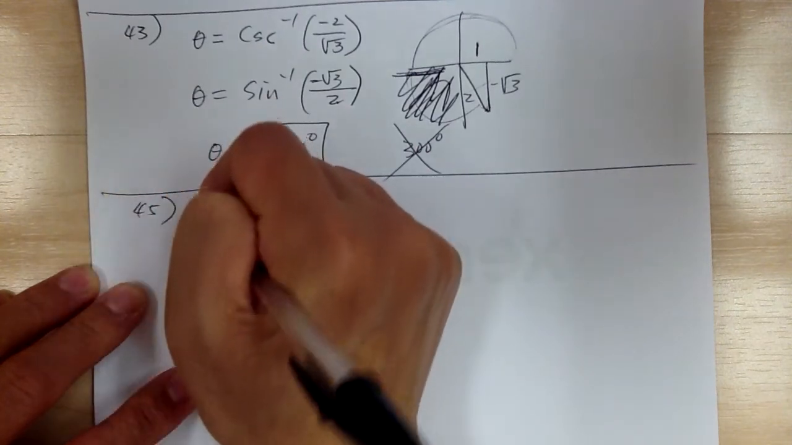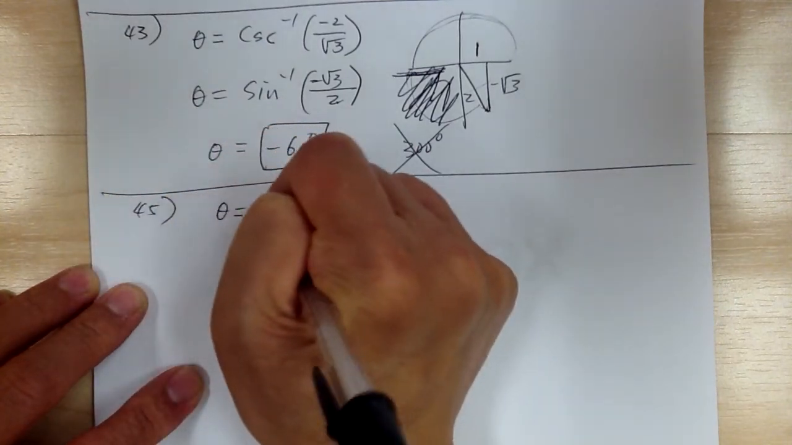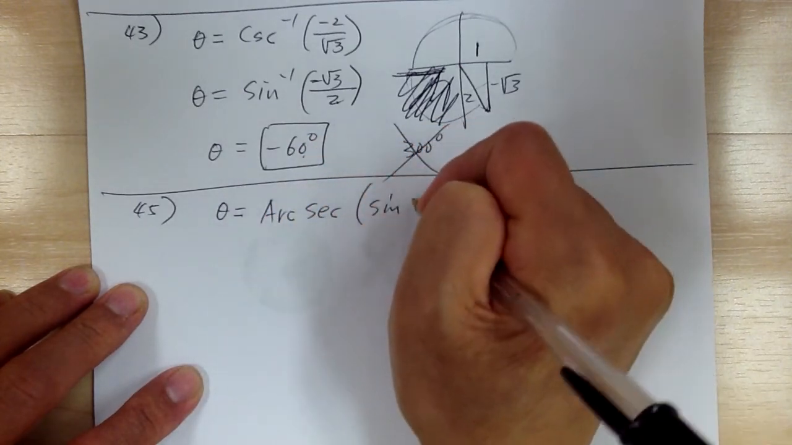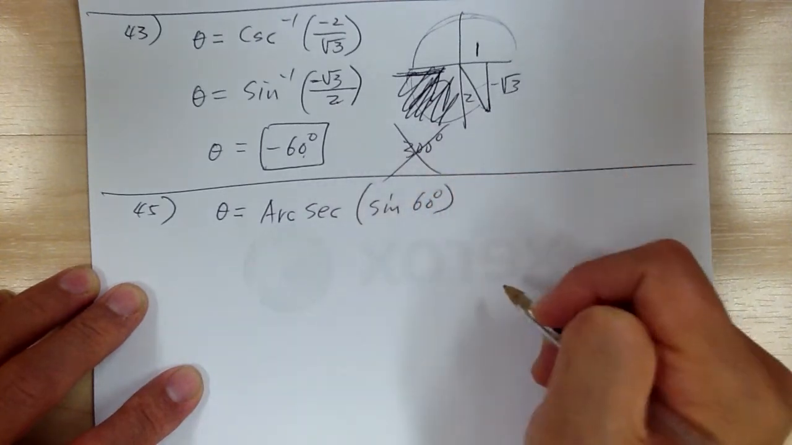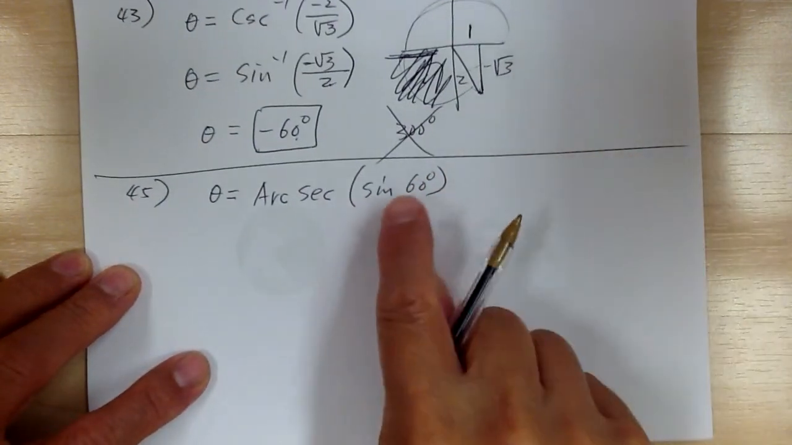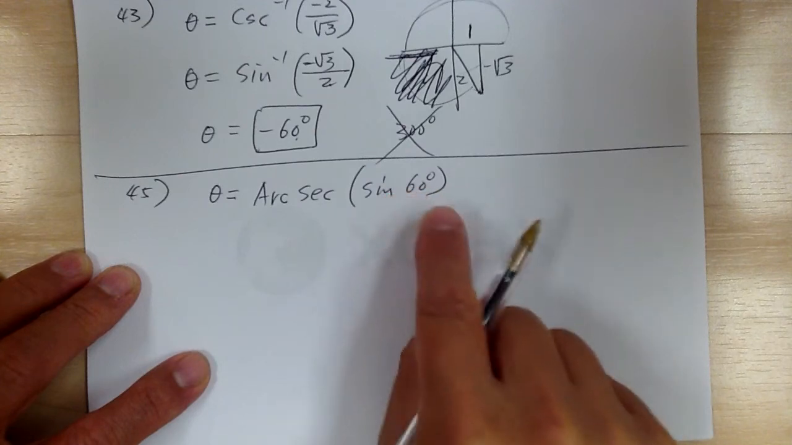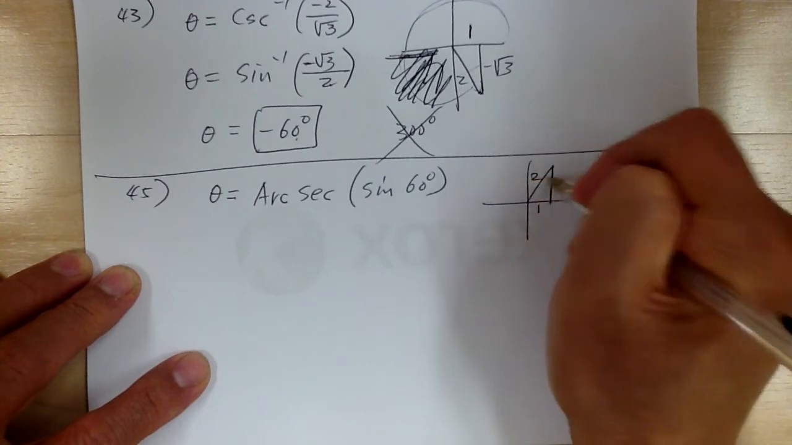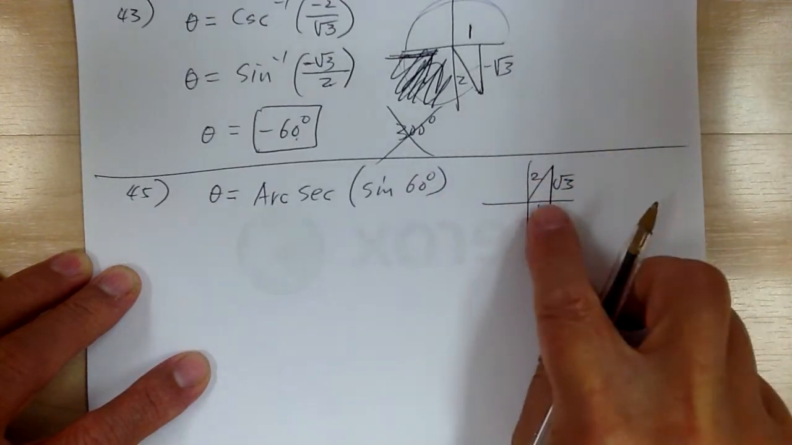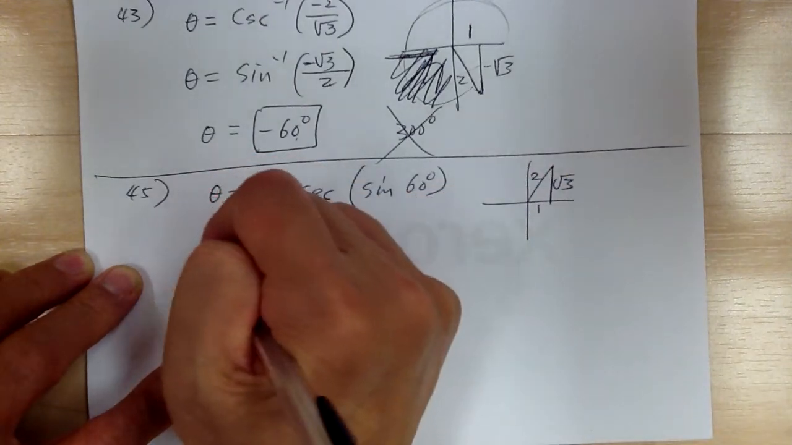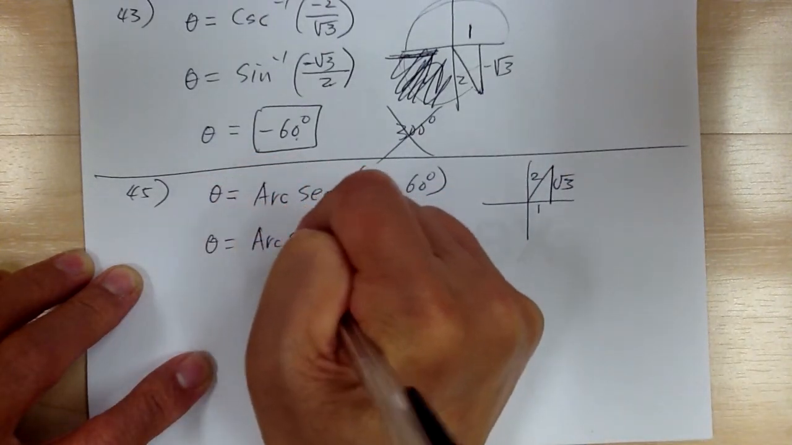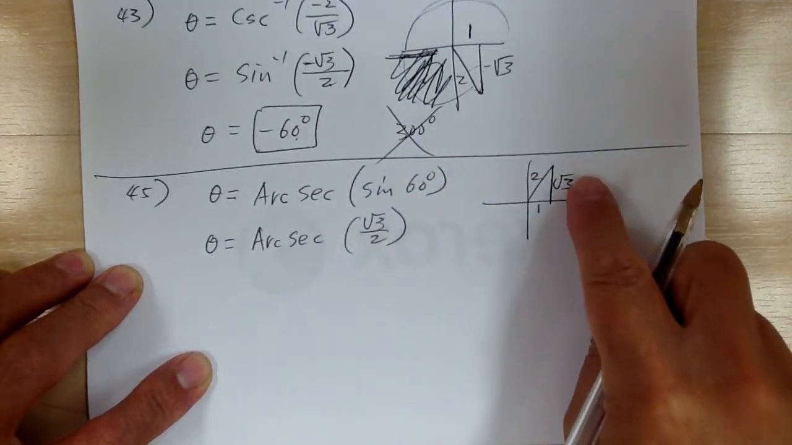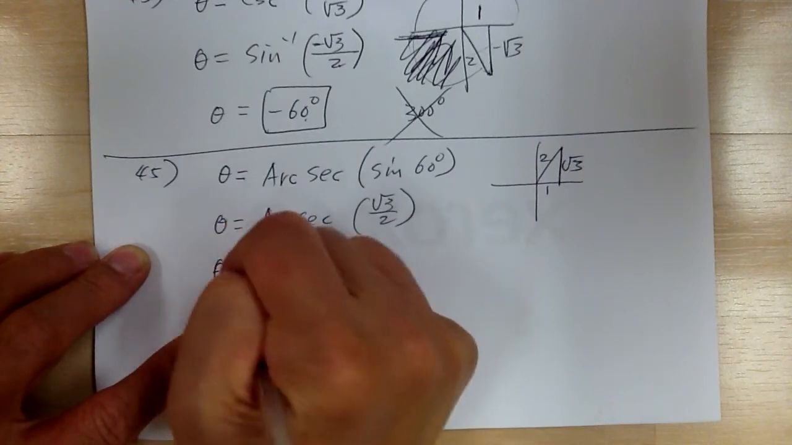Okay, number 45, you got theta equal to arc secant of sine of 60 degrees. Okay, so what you need to do first is figure out, when they give you the angle, you're looking for the ratio. So 60 degrees is over here, so that's 1, 2, square root of 3. So sine of 60 degrees is square root 3 over 2. Okay, so sine 60 is square root 3 over 2. And so now you can go and do the next step.